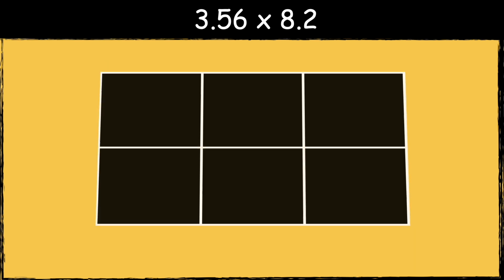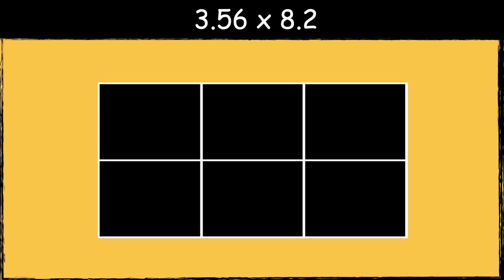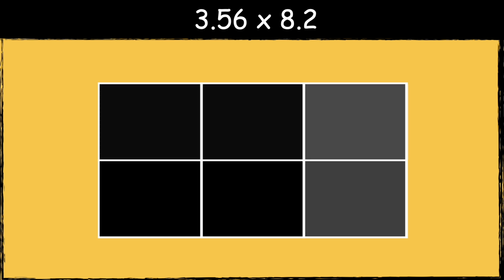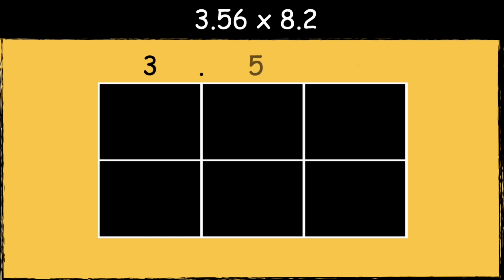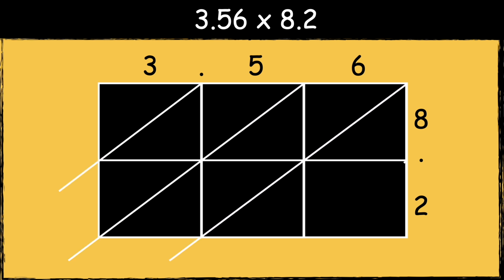Here is the last example. 3.56 multiplied by 8.2. First, draw your grid. As we're multiplying 3 digits by 2 digits, the grid will need to be 3 by 2. We put 3.56 along the top and 8.2 down the side. Next, draw diagonal lines through the grid, connecting the top corners with the opposite bottom corners across the boxes. Now we're ready to multiply.